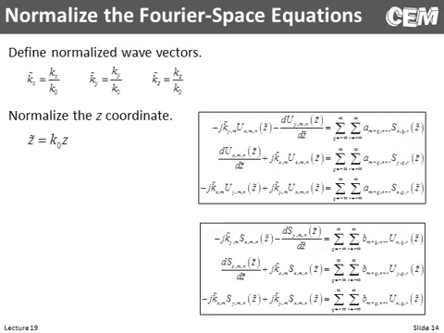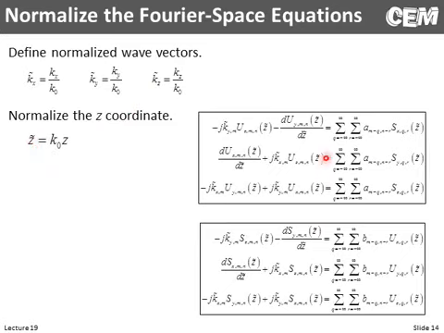Before we do that, we are going to normalize our wave vector. We did this with the transfer matrix as well. So we'll take the actual wave vector component and divide by the free space wave number. So we have normalized kx, ky, and kz. We will also normalize the z coordinate.